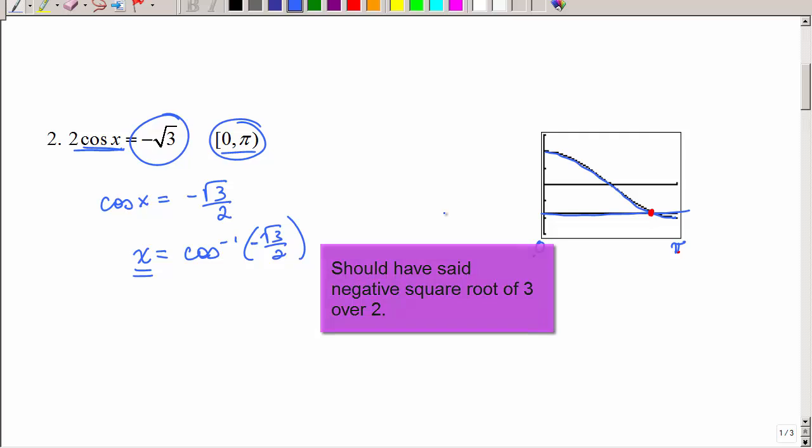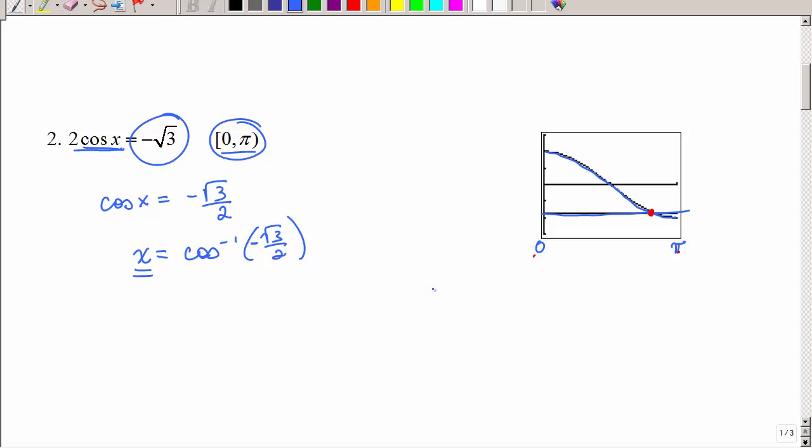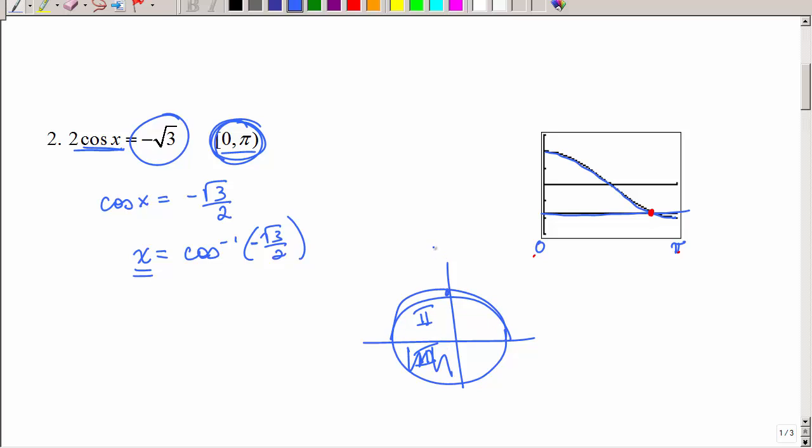Well, cosine is negative in what two quadrants? Okay, thinking about the unit circle, cosine is negative in quadrants 2 and 3, but this only goes up to quadrant 1 and 2. So we can only have an answer between pi over 2 and pi. What is that answer? It's 5 pi over 6. Again, something you should have memorized.